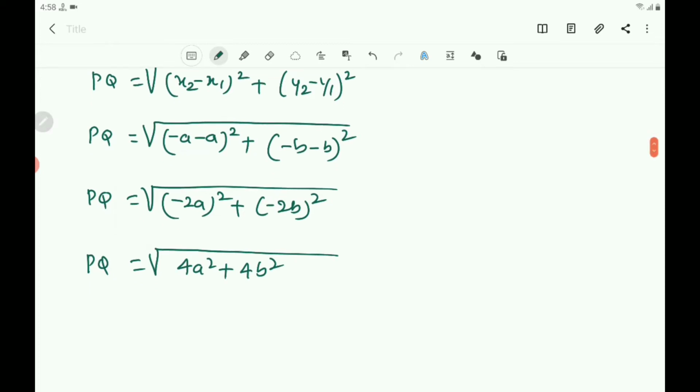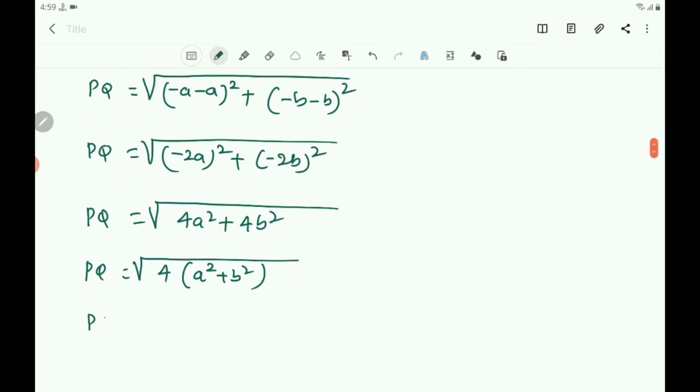And also you can write PQ equals, you can take 4 as a common factor. In the bracket you will get root a square plus b square. Then PQ equals root 4 is 2, take it outside as a root. So it is 2 whole root a square plus b square.